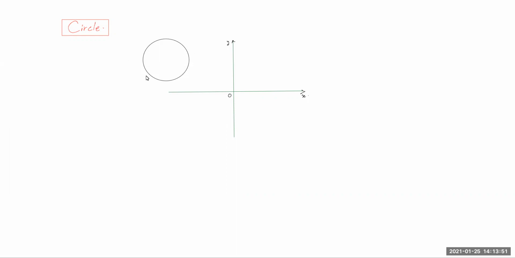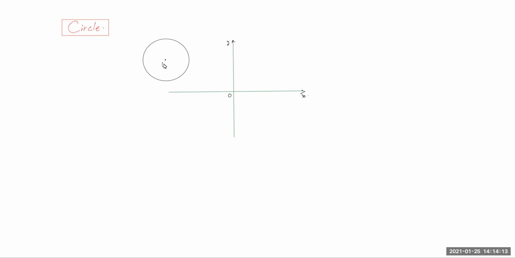A circle is a set of points in the plane located on a curve like this one. So how can we characterize a circle? It's the set of all points that are at equal distance from a center.